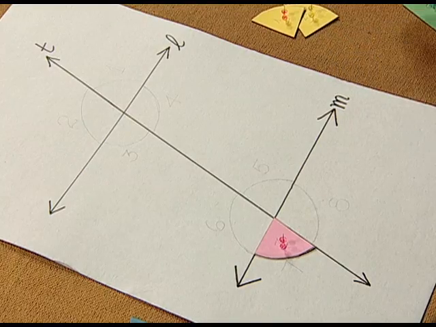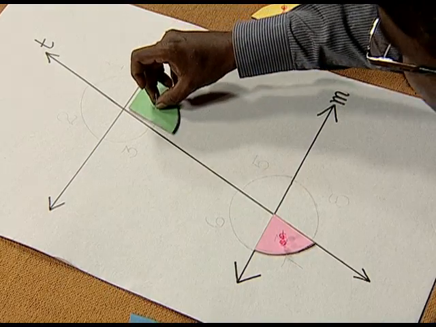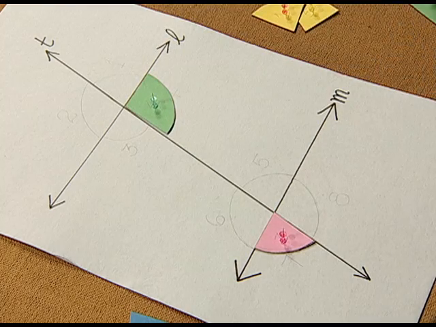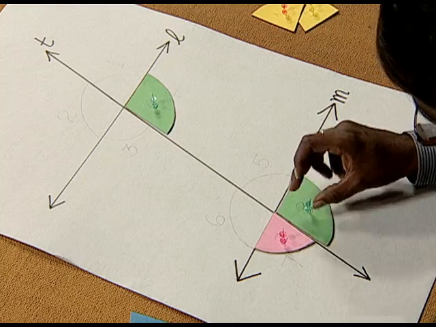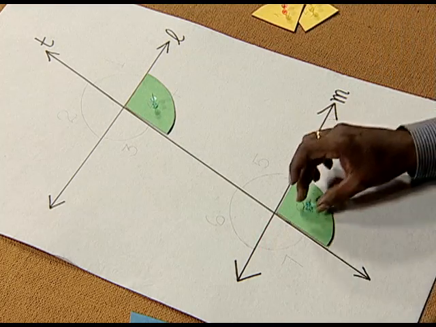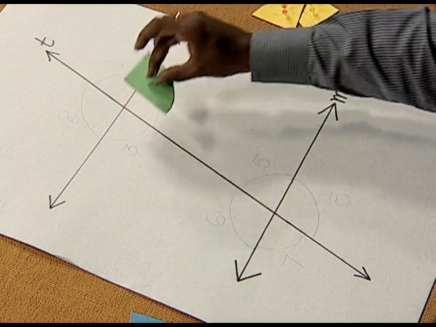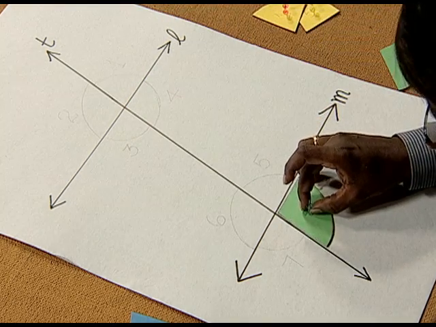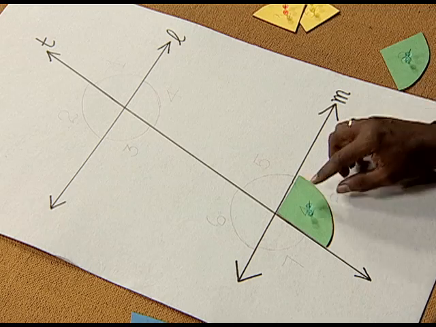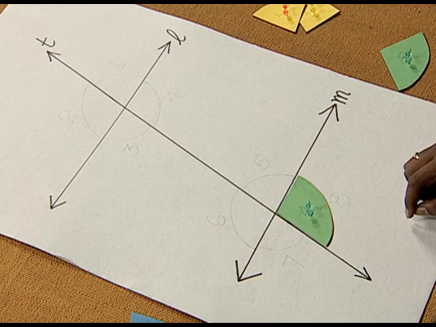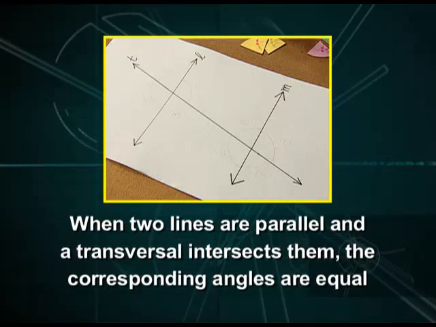And once again I will verify the result with these two corresponding angles. Now I am keeping this angle 4 over this angle 8. Very clear, these two are equal. So when two lines are parallel and a transversal intersects, the corresponding angles are equal.